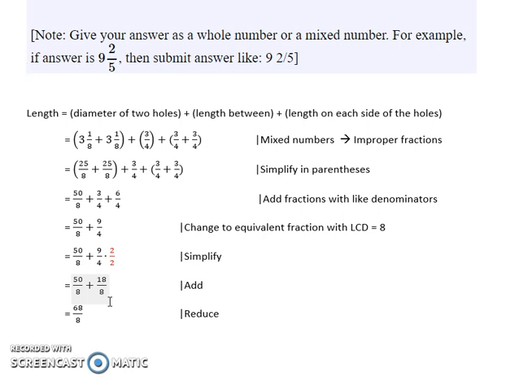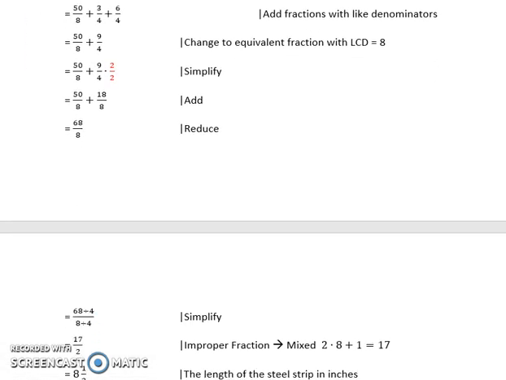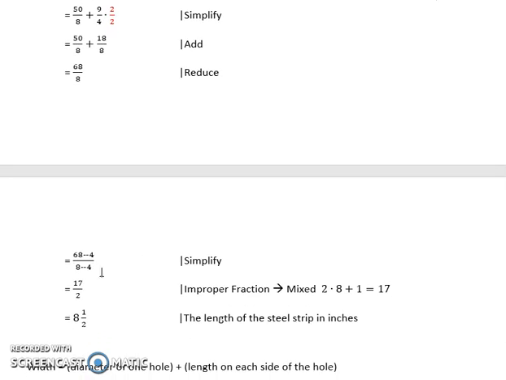So then we can add them, add the numerators, keep that common denominator. 50 plus 18 is 68. We have two even numbers here, so obviously we can reduce. We actually can divide both by 4. They both have 4 as a factor, so we divide both numerator and denominator by the same number, getting a reduced equivalent fraction, 17 over 2.